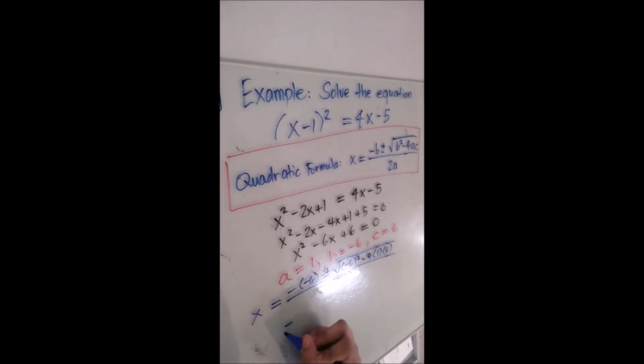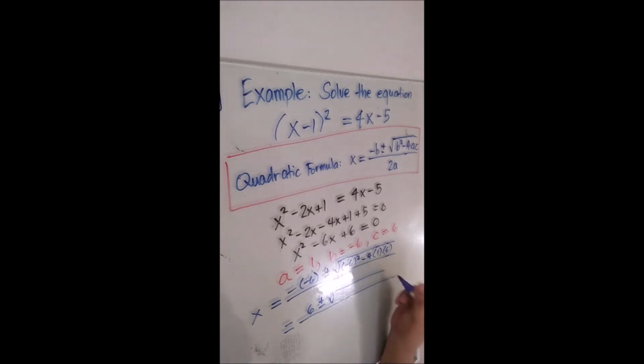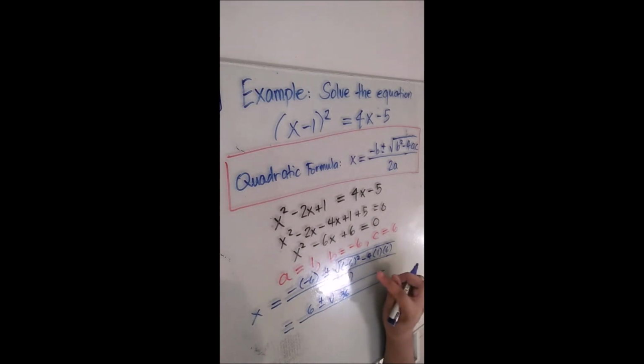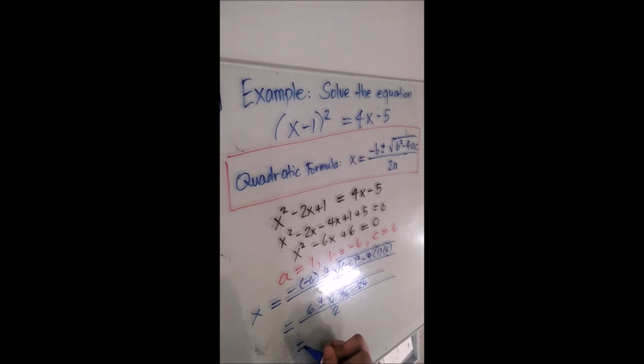Okay, simplify. So we have negative times negative 6 is positive 6, plus or minus square root of negative 6 squared is 36, minus 4 times 1 times 6 is negative 24, all over 2. So we have 6 plus or minus square root of 36 minus 24, which is 12, over 2.